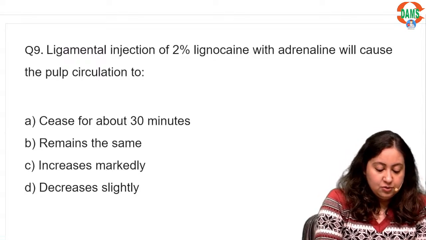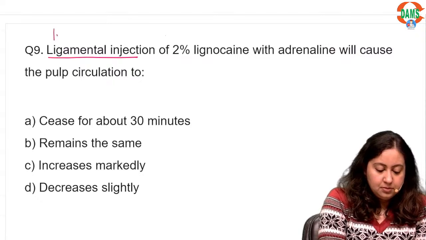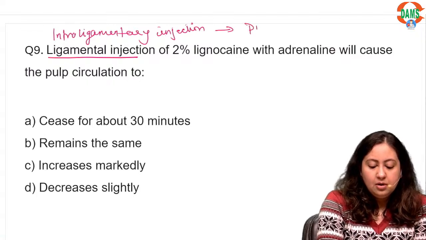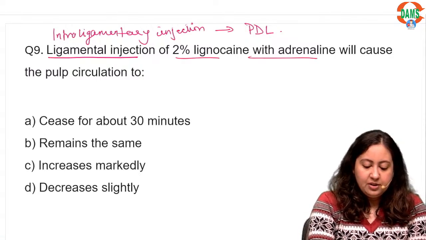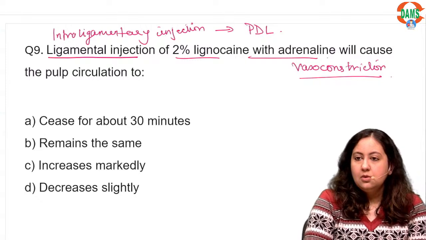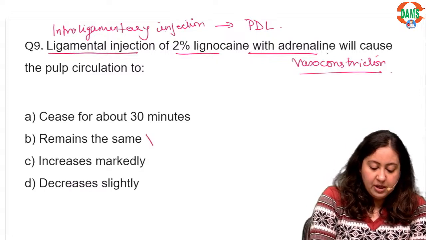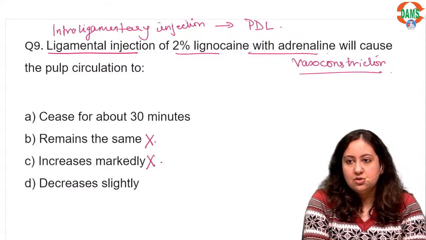So now let's understand the question. Ligamental injection. This is nothing but your intraligamental injection. Basically you're injecting LA into the PDL. Now 2% lignocaine with adrenaline. So there is a vasoconstrictor. The question has mentioned a vasoconstrictor. So let's rule out the options which are just not possible. Remain the same will not happen because there is vasoconstriction. Increases markedly is not possible because there is a vasoconstrictor being used.